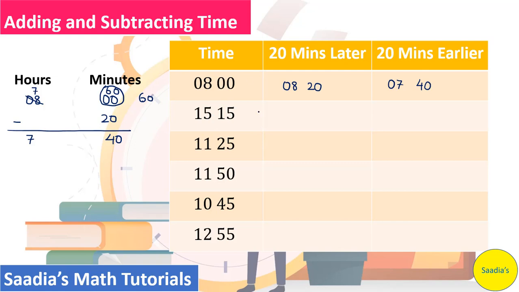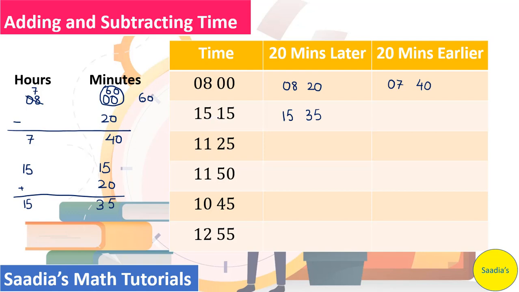15:15 plus 20. What would it be? 15 hours, 15 minutes. When we add 20 minutes, what do we get? 5 plus 0 is 5, 2 plus 1 is 3, and 15 as it is. We get 15:35.